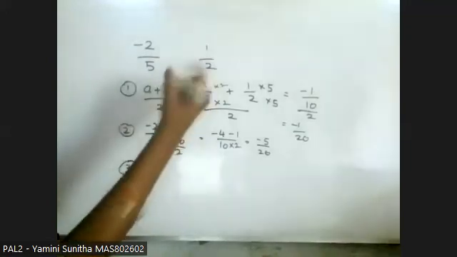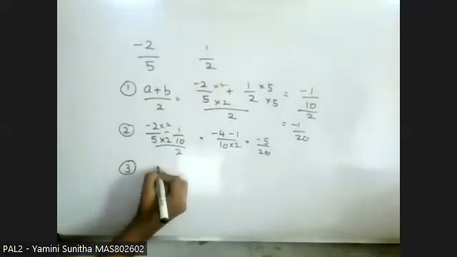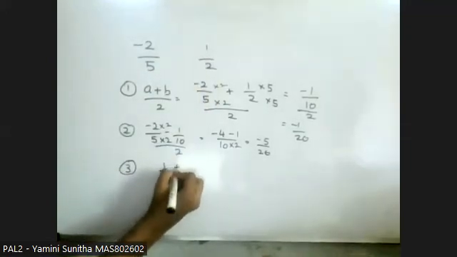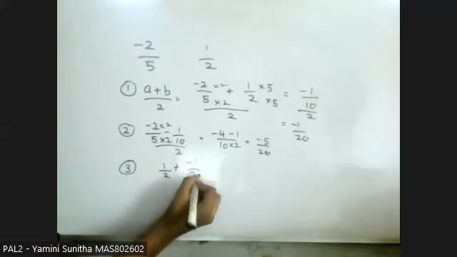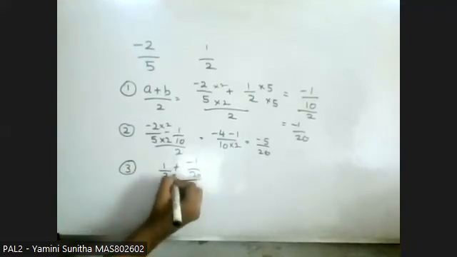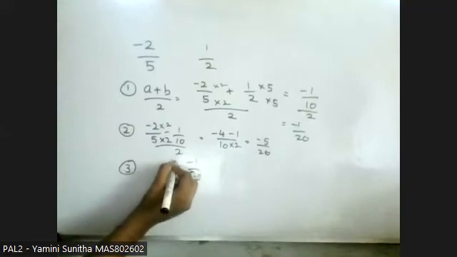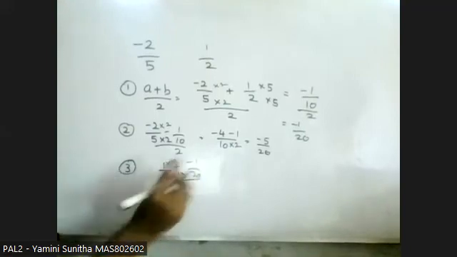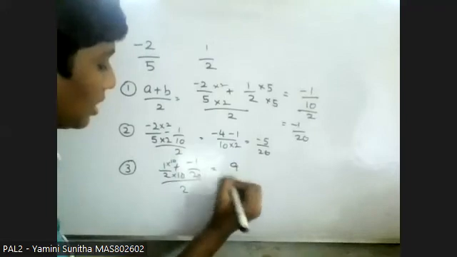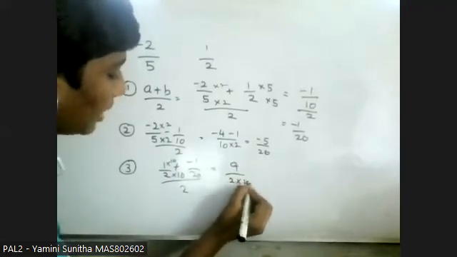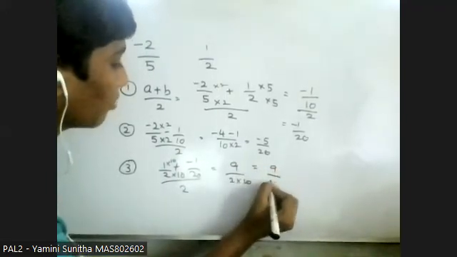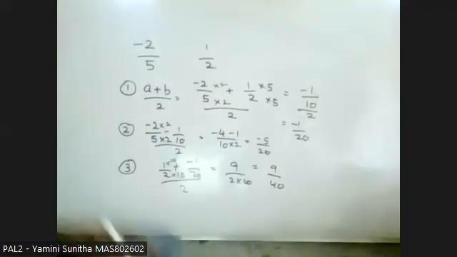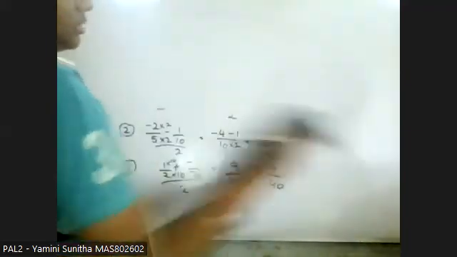Third one. Okay, between 1 by 2 and 9 by 20. 1 by 2 plus 9 by 20, by 2. Multiply it by 10. So 10 plus 9, 19. 19 by 2 into 20. 19 by 40 over. So these are the three rational numbers.